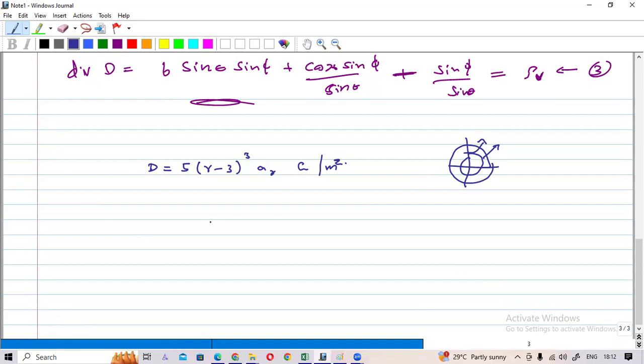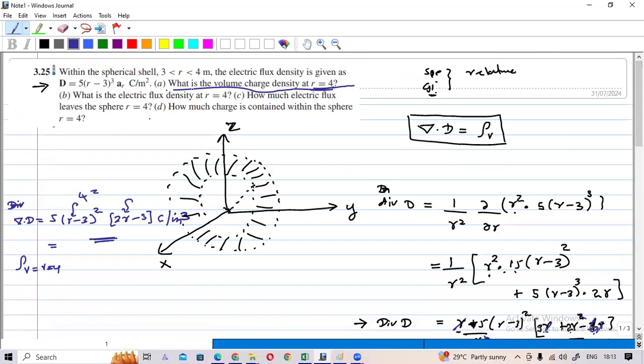Then if you ask to find the volume charge flux density, this is the flux density now. Actually here, for this one, you don't need to apply the Gaussian law, no? Because this is flux density. This D is the flux density, no?